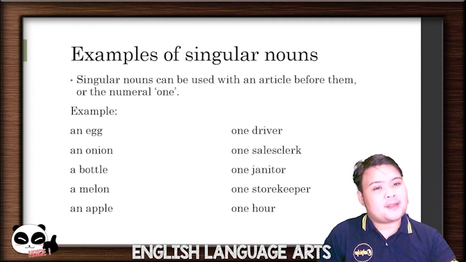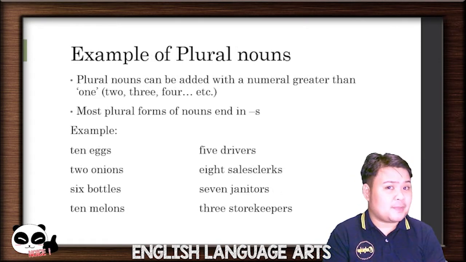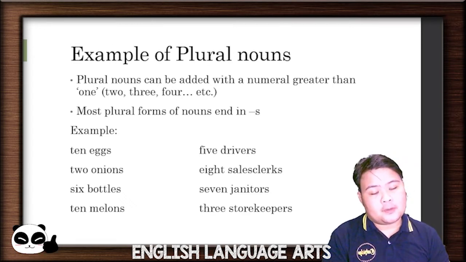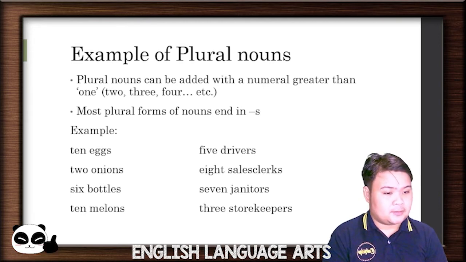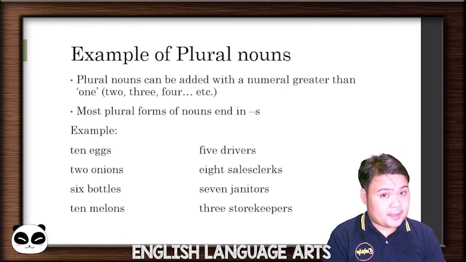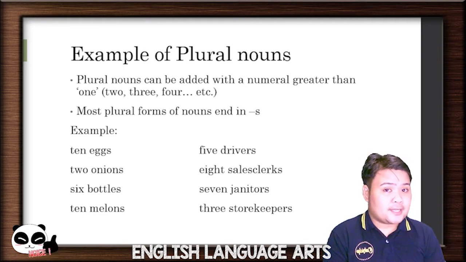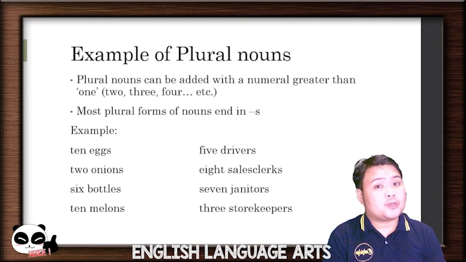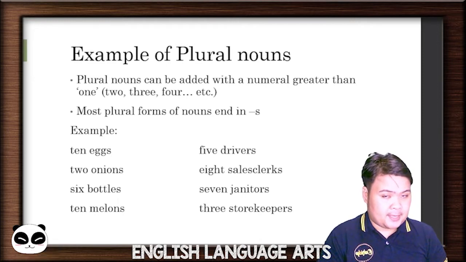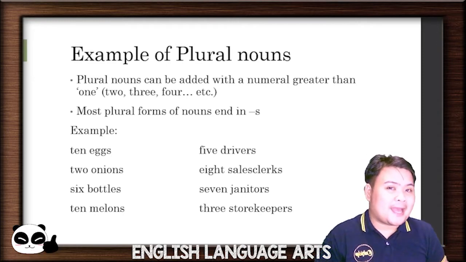Now, what if you'd like to make them plural? Take note, if you'd like to make something plural, you simply add s. Previously, you had 1 egg or an egg. Now you have 2 eggs. An onion, you have 2 onions. A bottle, you have 6 bottles. A melon, you have 10 melons. A while ago, you had 1 driver. Now we have 5 drivers. You had 1 sales clerk. Now you have 8 sales clerks. 1 janitor, 7 janitors. 1 storekeeper, 3 storekeepers. And this is the very common way of making a noun plural, simply adding s.